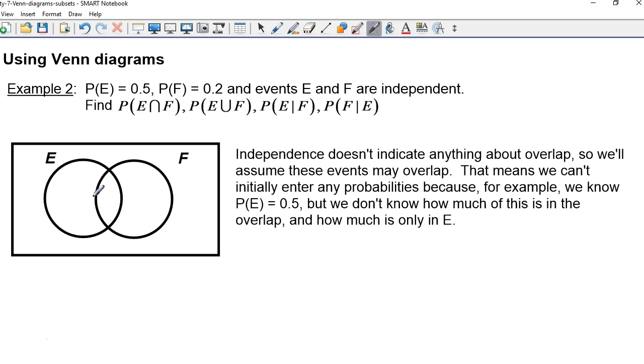So independence doesn't actually indicate anything about overlap. So in general, we have to assume that the events might overlap. That means we can't initially enter any probabilities, because if we look at this 50% probability for E, how do we know where that is? It's got to be somewhere in the E circle, but some of it is here and some of it is here, and we really don't know how that's divided up. So we're going to have to start with something else.